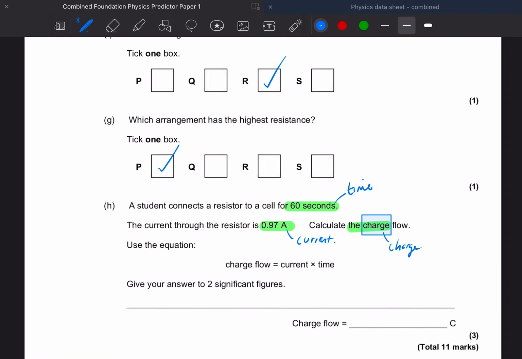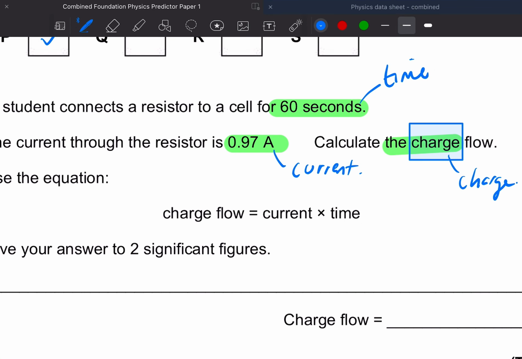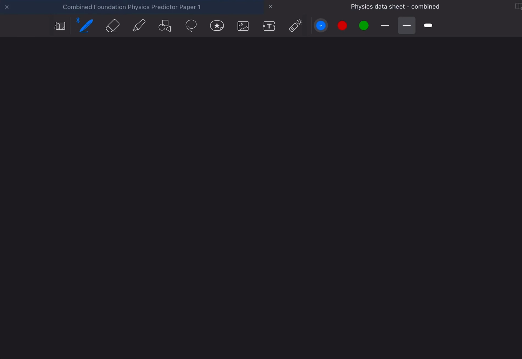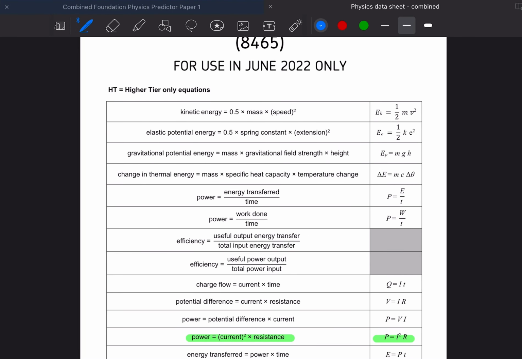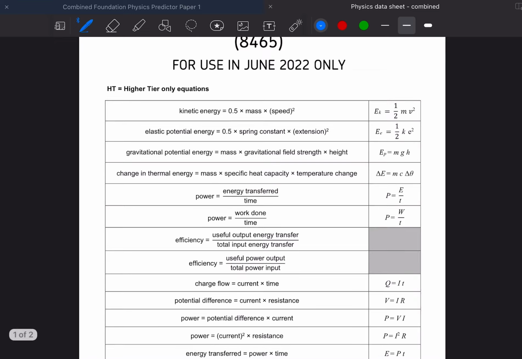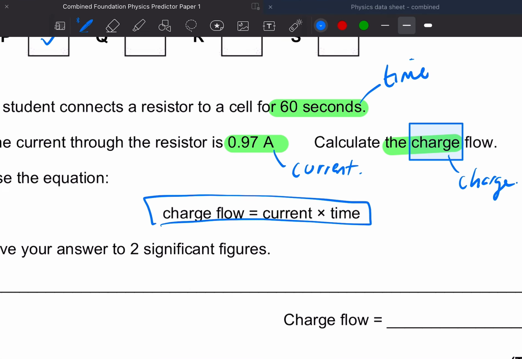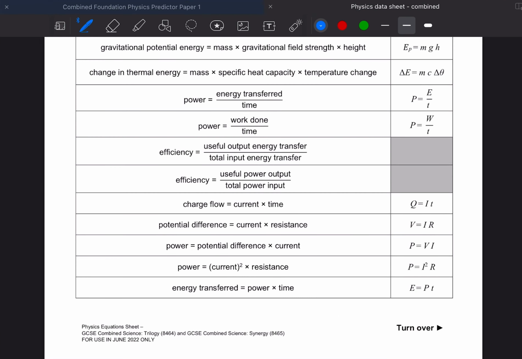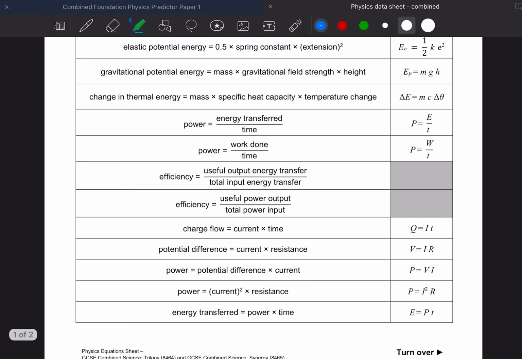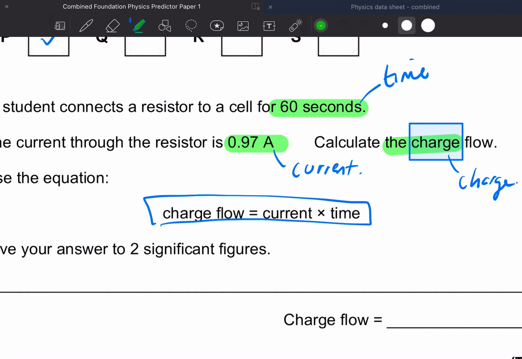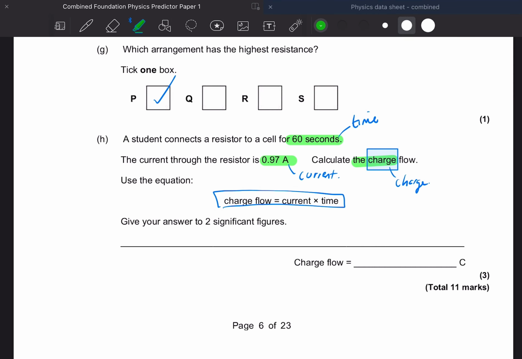So, luckily, I'm given the formula here that I need. So that's nice. But you could be asked to go to the data sheet. You could be asked to go in there and find that equation yourself. So we would look for one that has current, time, and charge. Go on here: charge flow, current, and time. Q equals I times T, which is what we've been given. Charge flow is current times time.